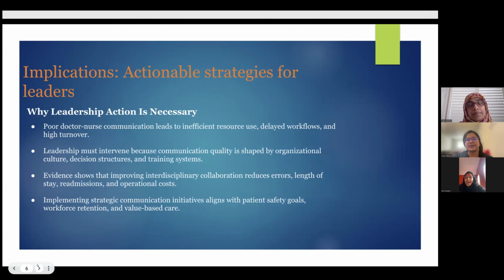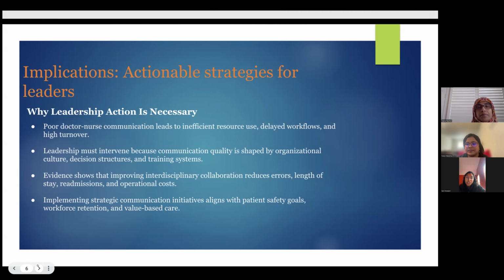Thank you, Kanis. As we've seen the scope of this issue, now we know that the implications are high, which is why leadership action is necessary. I'm going to walk through the implications of poor doctor-nurse communication and why leadership intervention is essential. When communication breaks down, it doesn't just cause frustration. It directly harms workflow, patient safety, resource allocation, and staff morale, all of which we've seen in the numbers Kanis has shown us. We see delays in care, repeated work, unclear responsibilities, and ultimately extensive financial waste.